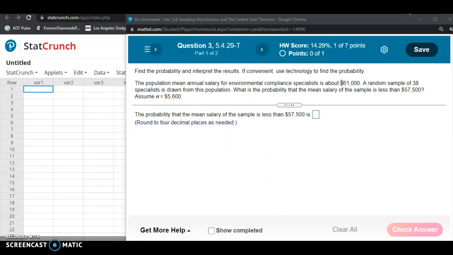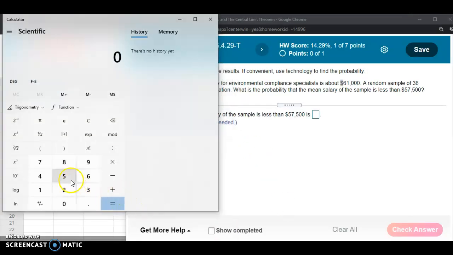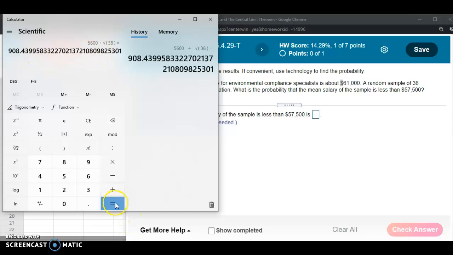So what we do to get the standard deviation of the sample means is we take 5,600 and divide it by the square root of the sample size. Sample size is 38. The square root of 38 is that number, so the calculator is going to know to do 5,600 divided by this number. And the resulting number is the standard deviation of the sample means. Let's round that to 2 decimal places, so it's 908.44.